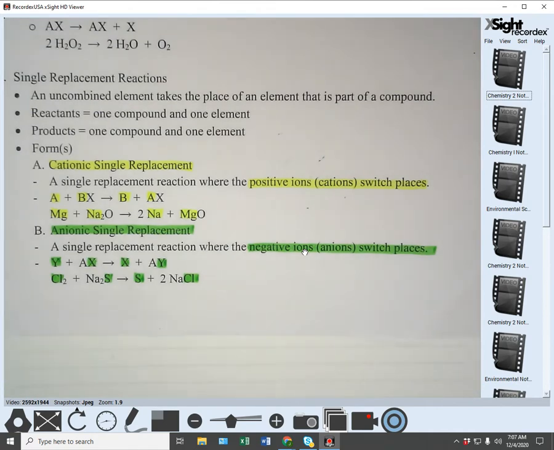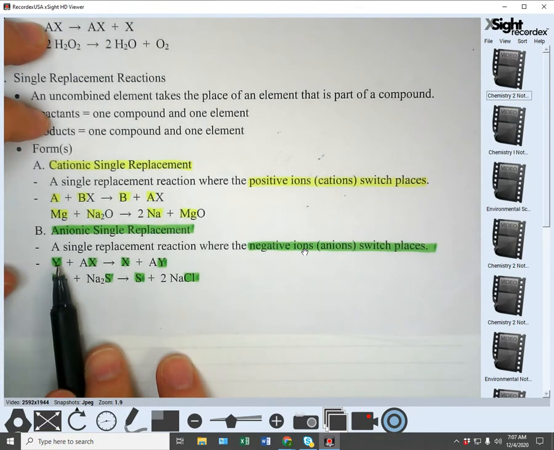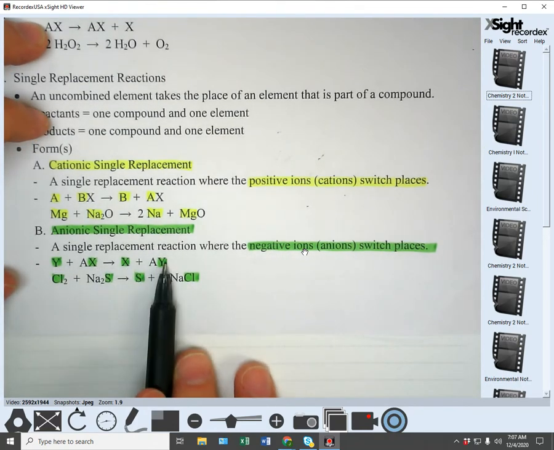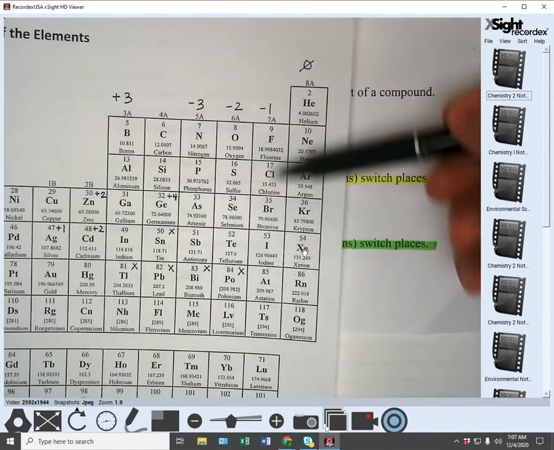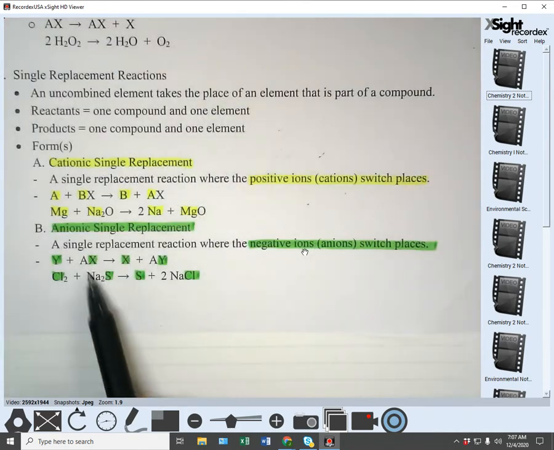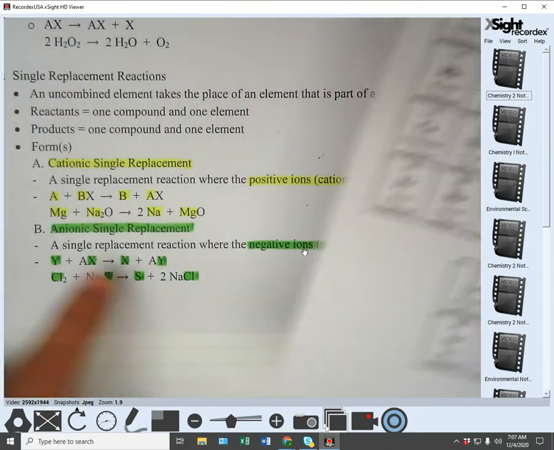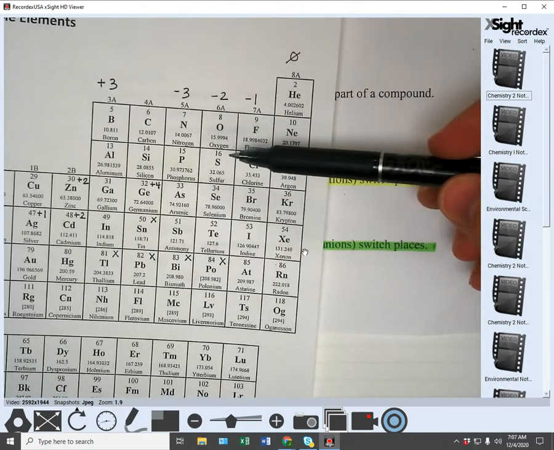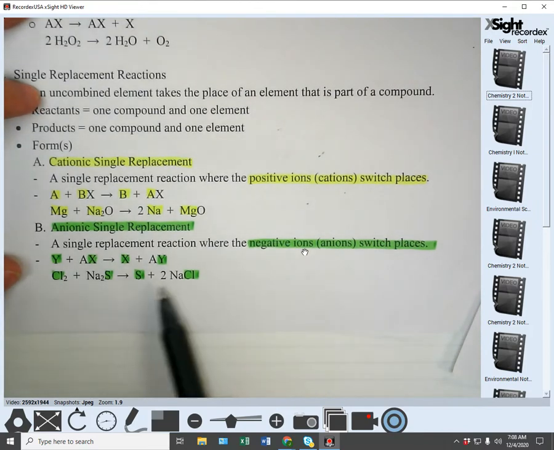Okay, so for the anionic, we still have an element and a compound and an element and a compound on the product side, but it's the anion, so Cl, chlorine, if you look on the periodic table, is a negative, okay? Sodium is a positive, we already looked at that, right? And sulfur is a negative, -2. So the negatives switch spots. The sulfur comes out and is alone, and the chlorine now combines with the sodium.